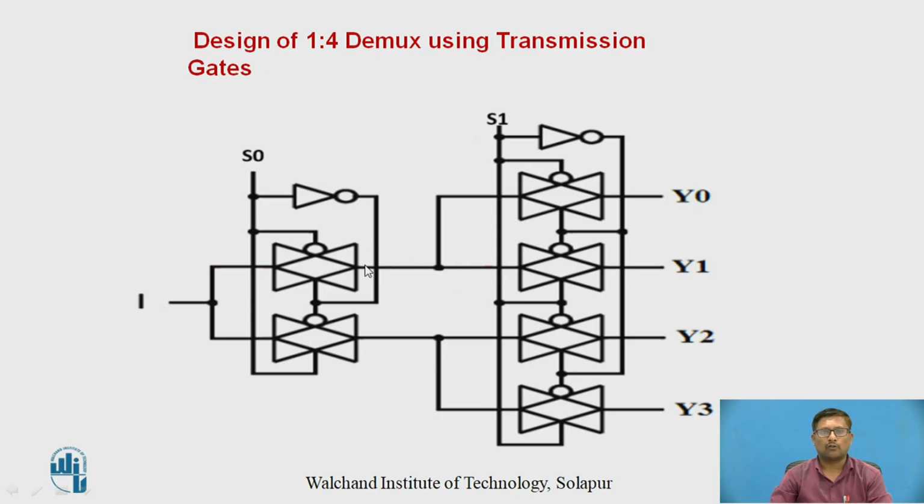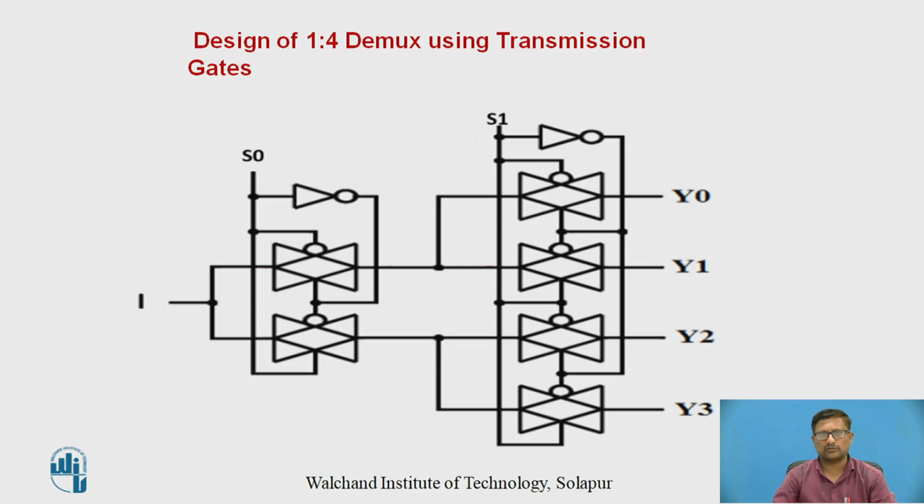For the 1:4 demultiplexer, we require a total of 6 transmission gates as shown here. So this we can consider as the first stage, and this as the second stage of this particular layout diagram. In the first stage, we require the control line S0, and in the second stage we require the control line S1. So according to the combination values of S0 and S1, the particular output line is activated.